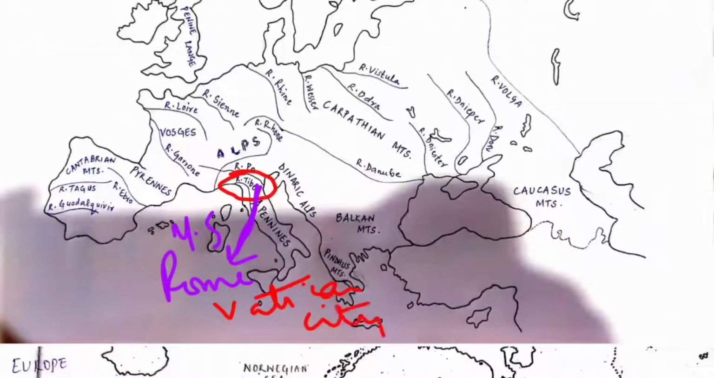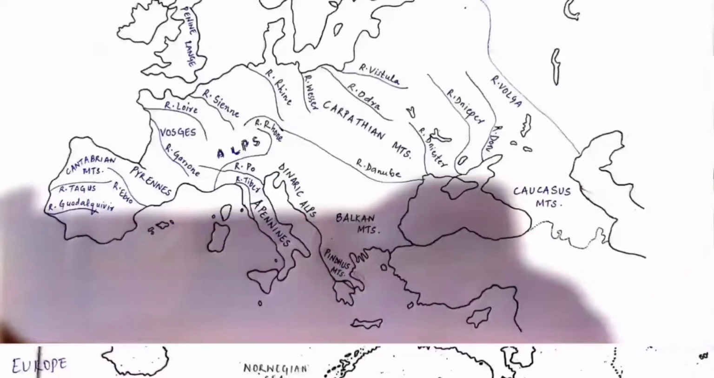Vatican City, you must have heard the name. So this river also has Vatican City located on its banks. I hope this is clear. We talked about river Rhine, river Seine, river Po, and river Tiber. Till this time everything is clear.